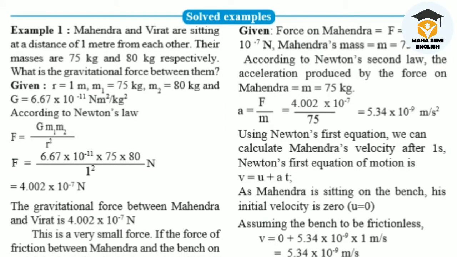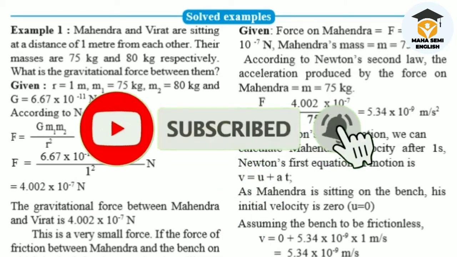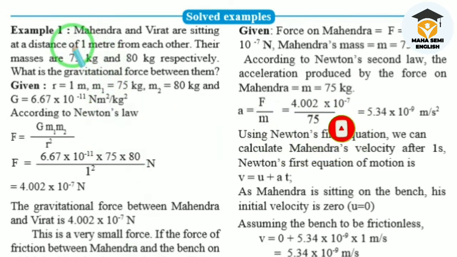Today we are going to see the solved examples based on gravitation. This is class 10 paper first. So today we are going to see the solved examples. Example first: Mahendra and Virat are sitting at a distance of 1 meter from each other. Their masses are 75 kg and 80 kg respectively. What is the gravitational force between them?